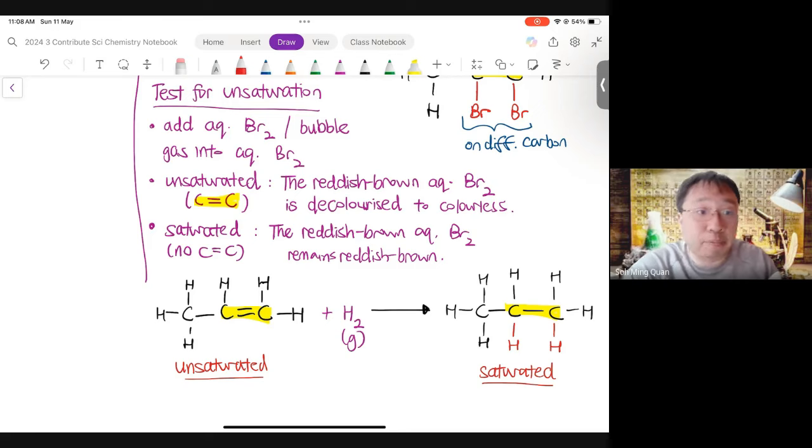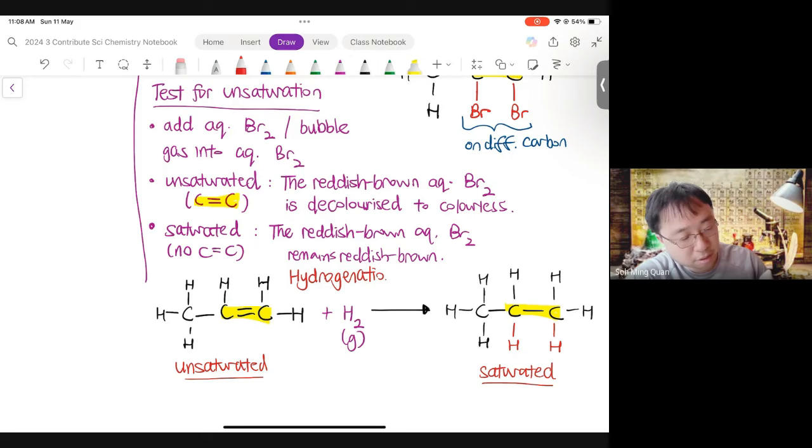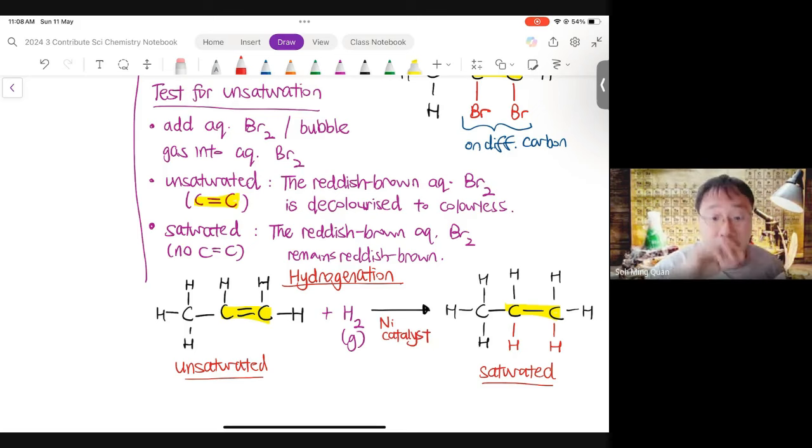So just now we added bromine, now we add hydrogen. It's possible as well. Same style, same mechanism of how it works. Now, because it's addition of hydrogen, this reaction is called hydrogenation. Hydrogenation is how you add hydrogen to an alkene to convert it into an alkane. Now, this requires a nickel catalyst, and of course, high temperature and pressure.